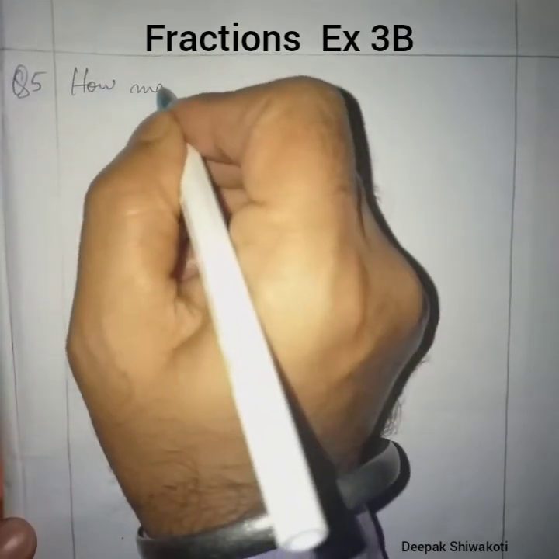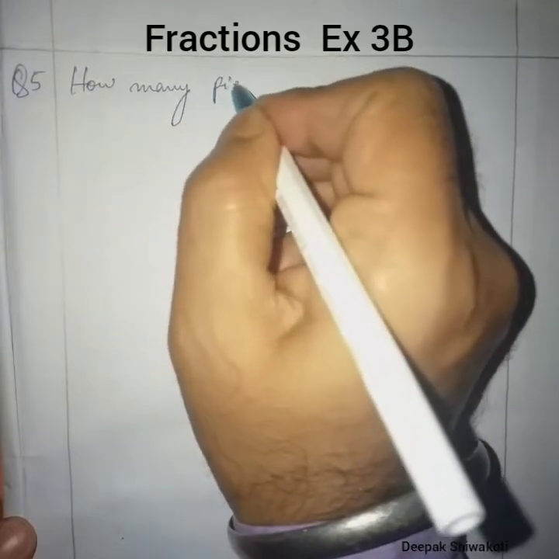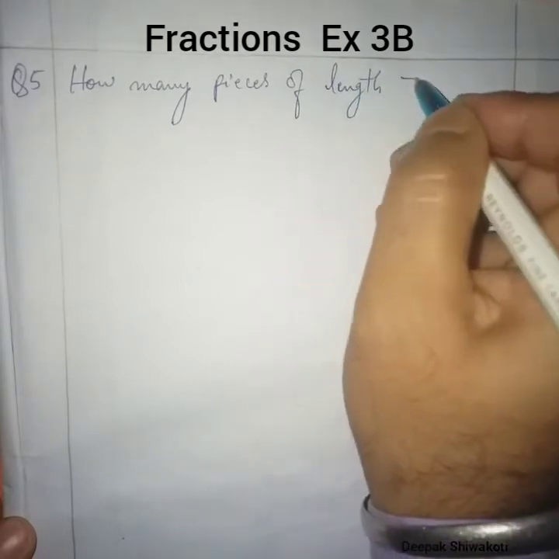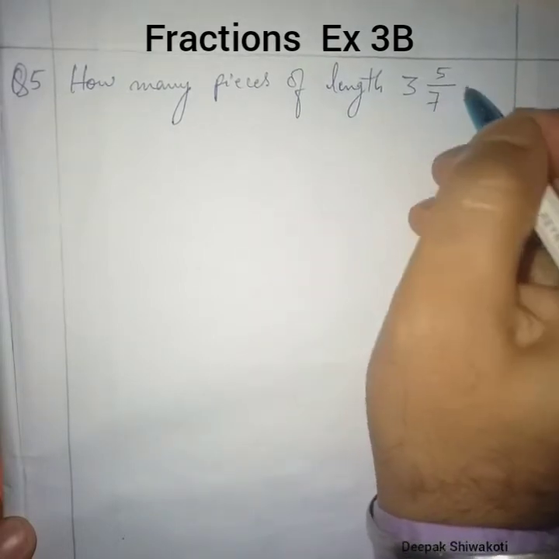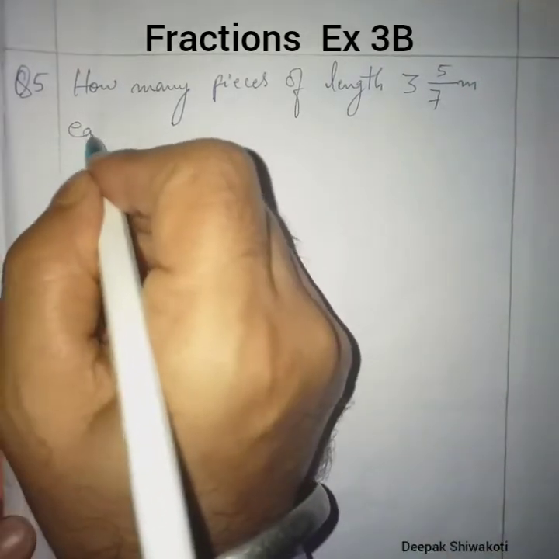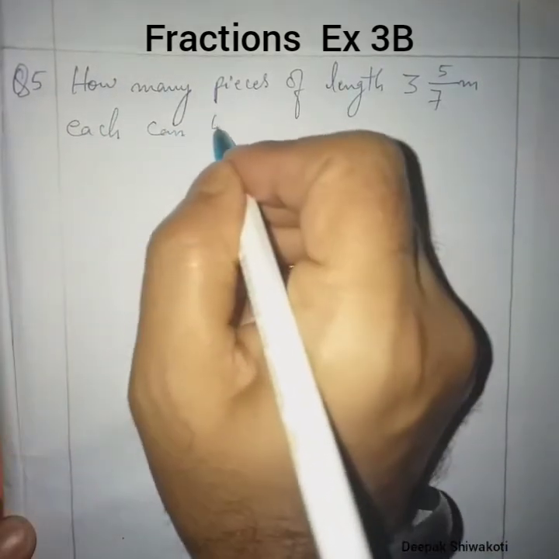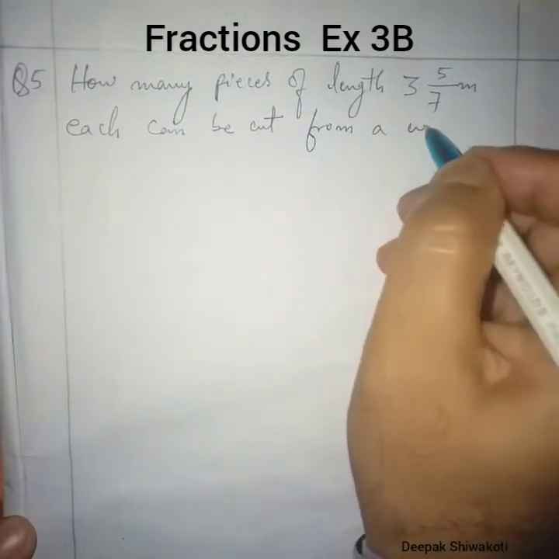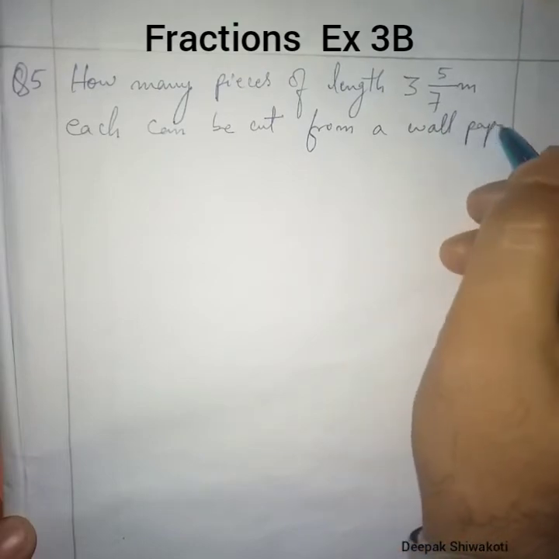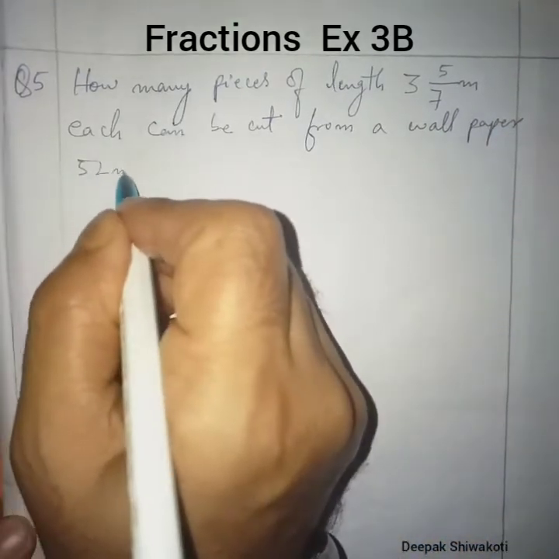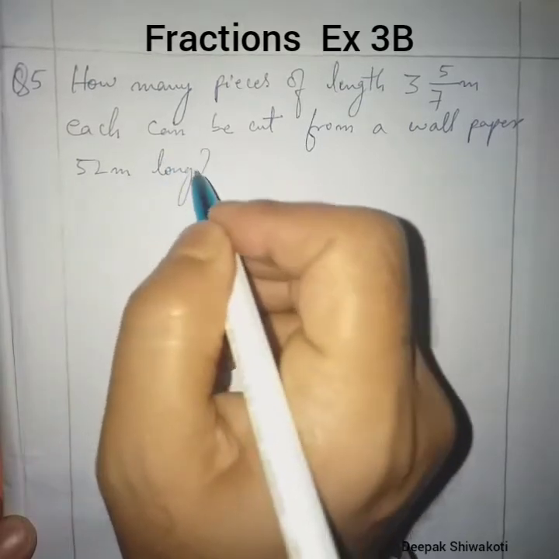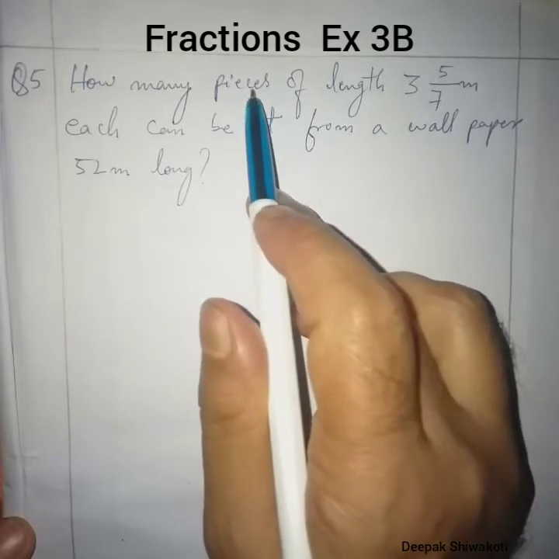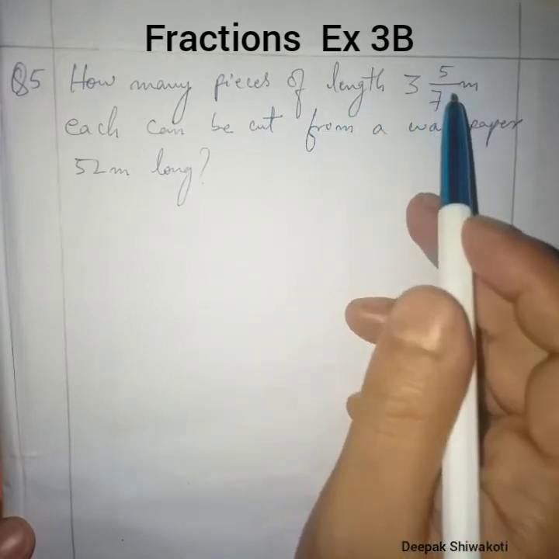How many pieces of length 3 whole 5 by 7 meter each can be cut from a wallpaper 52 meter long? So here, how many pieces, we have to find the number of pieces of length 3 whole 5 by 7 meter.